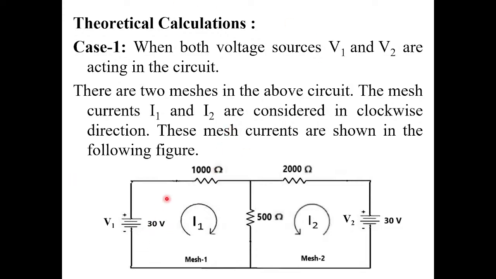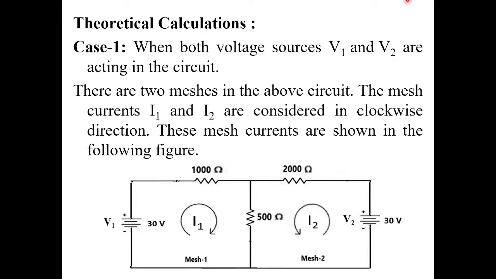Some message is there, but I have to complete this superposition theorem, so I'm not going to concentrate on that. Here I have assumed loop currents: loop current I1 in mesh 1 and loop current I2 in mesh 2. Now the loop current directions, I1 direction and I2 direction, are your wish. You can assume both loop current directions clockwise, or both anti-clockwise, or one loop current direction clockwise and the other anti-clockwise.